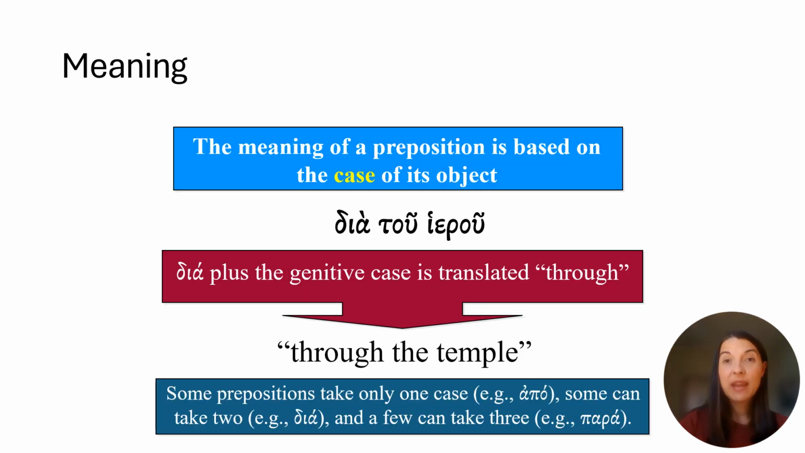Like I said, the meaning of the preposition is based on the case of the object. So we need to look at what word follows this preposition. Here we have dia to hieru, and hieru is in the genitive case. So dia plus the genitive case is translated through. So this would be through the temple. Some prepositions only take one case, and some can take two, and a few can take three.